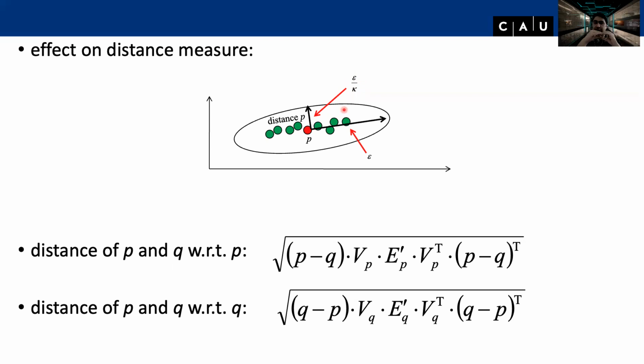So that's the effect of a larger kappa. And this means that we are more tolerant in this direction. So we still take this epsilon, but as soon as something deviates in the direction orthogonal to this principal component, we are no longer considering it as within the epsilon range.